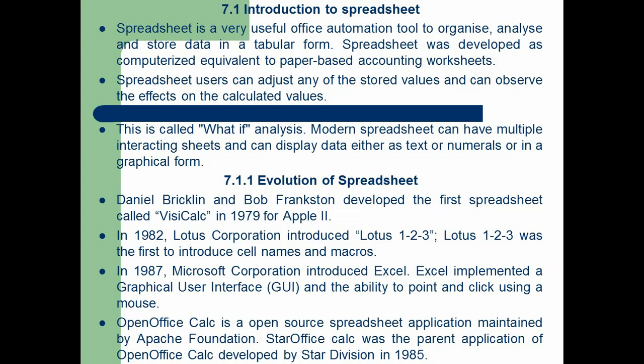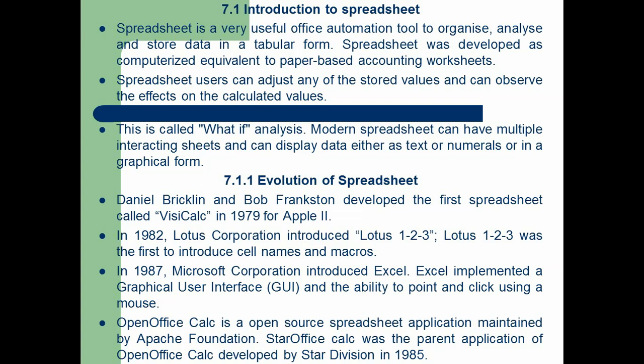So let's start our next topic, evolution of spreadsheet. In 1979, Dan Bricklin and Bob Frankston introduced the first spreadsheet called VisiCalc for Apple II. After the successful introduction of VisiCalc, in 1982, another software company, Lotus Corporation, introduced Lotus 123. The important feature introduced in this software is names and macros. We will see what cell names and macros are in the chapter.